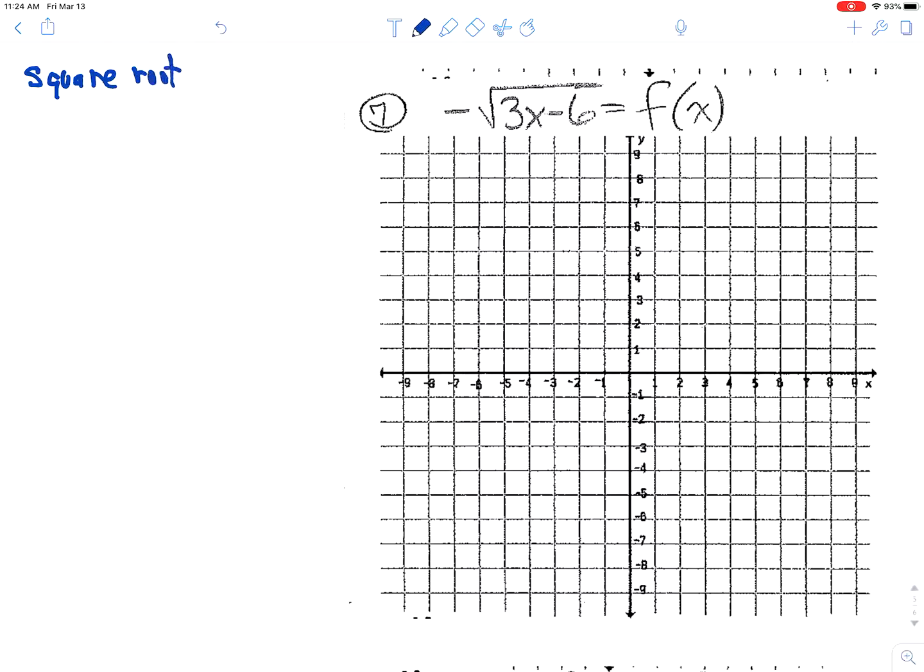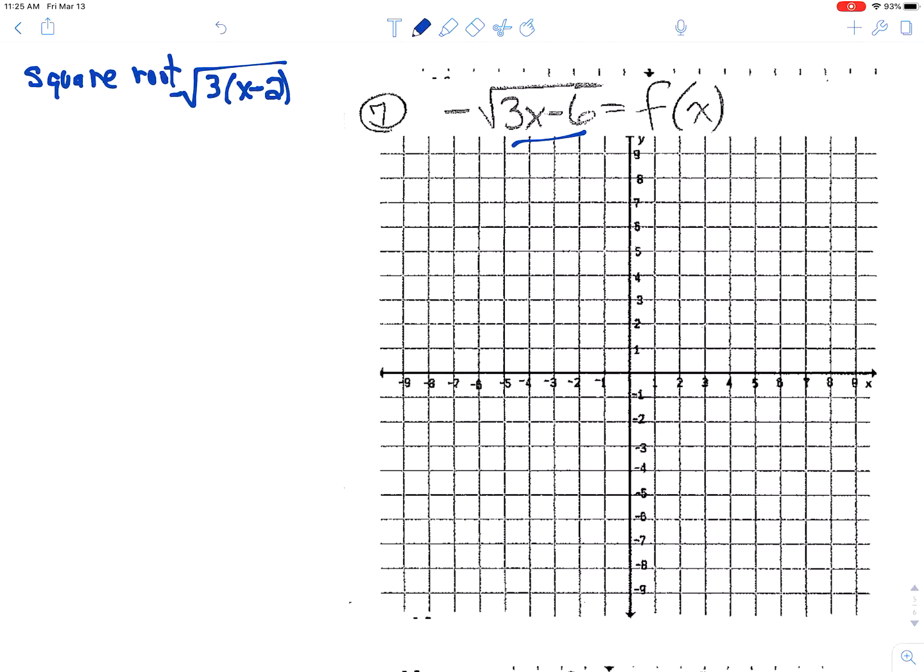It's got the square root in there. And then the hard part about this is this 3x minus 6. It would seem that it is subtracted by 6, so you'd move 6 to the right. But when we take a look at and tease out that 3, which is a common factor in both terms, we get 3 times x minus 2.